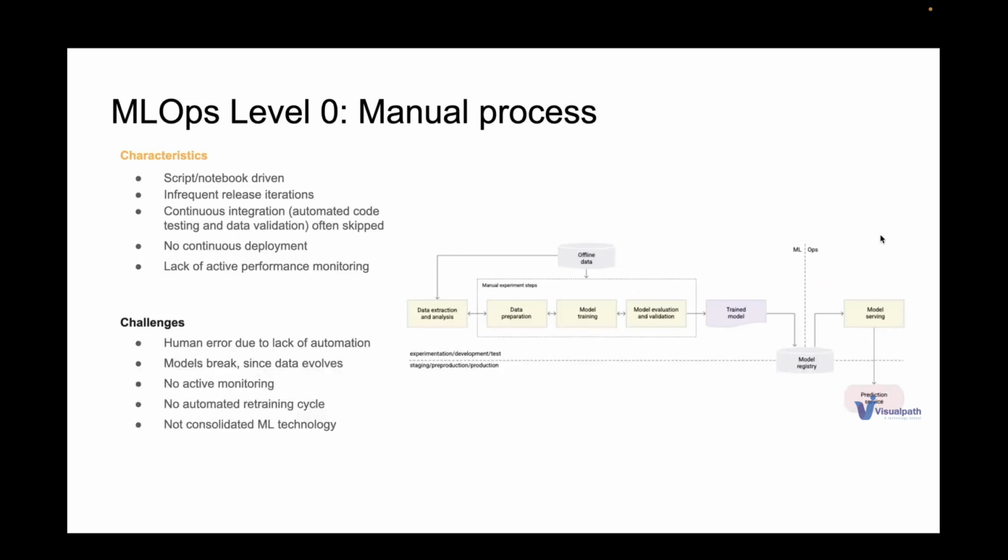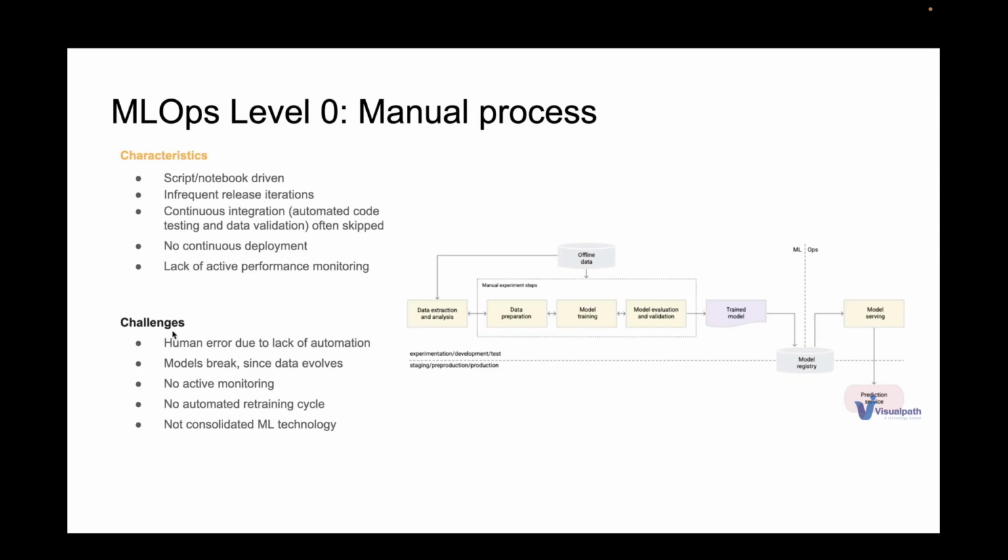What are the characteristics of the level zero manual process? It is script and notebook driven, not process driven. They have fewer releases. If your organization has only one or two models to train in a six-month period, the data is not changing much and the performance is not changing much, then this is a good model for you. There is no continuous deployment and there is no performance monitoring.